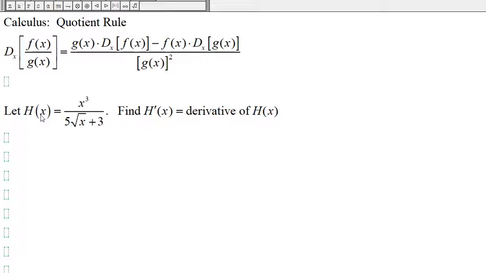Here we have the function x to the third divided by 5 times the square root of x plus 3, and we want to find the derivative using the quotient rule.